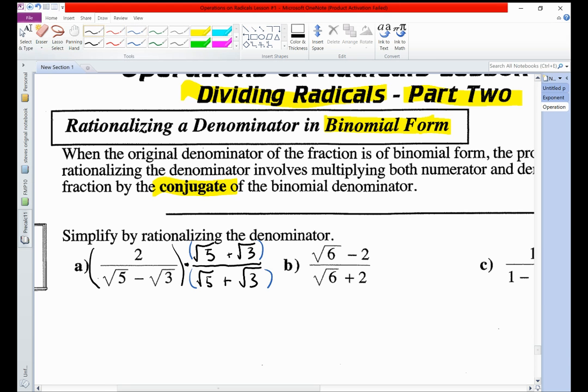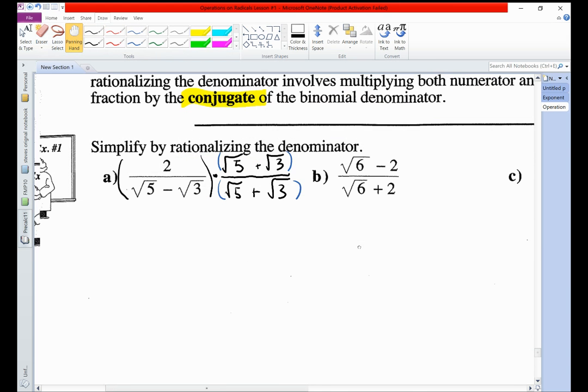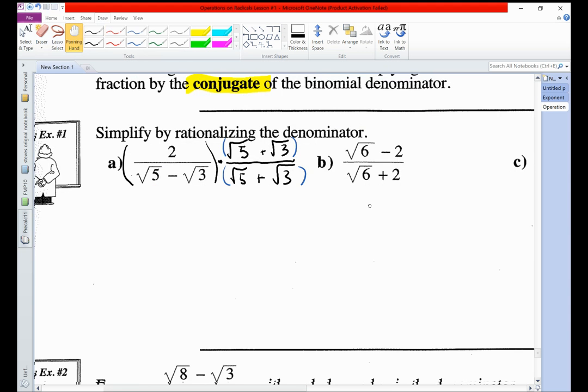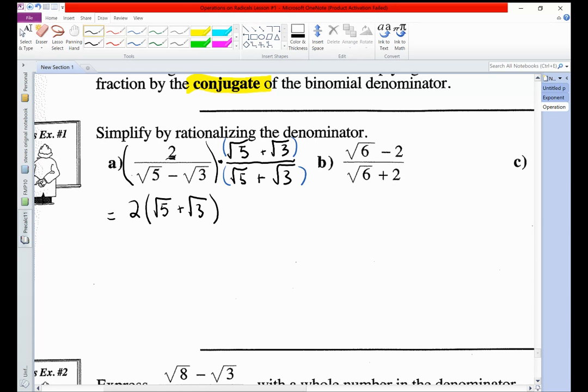In the top, we have 2 multiplied by everything in the top of the fraction. So 2 multiplied by root 5 plus root 3. And then in the bottom, we want to multiply everything in this bracket by everything in this bracket. So we are going to use our FOIL.